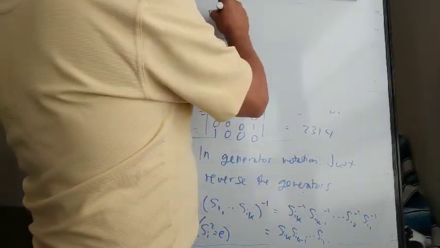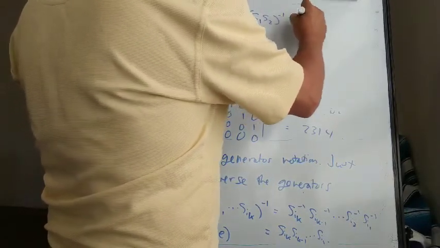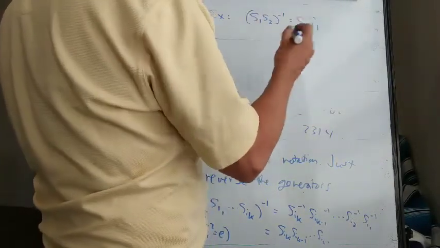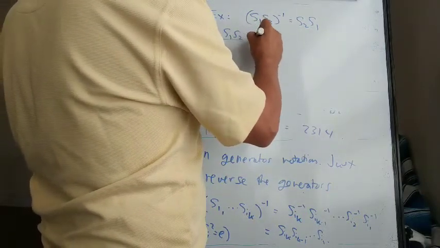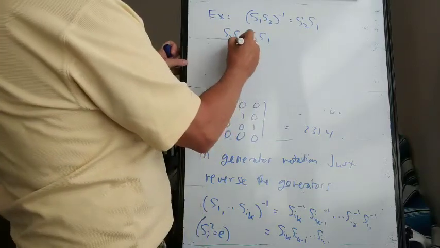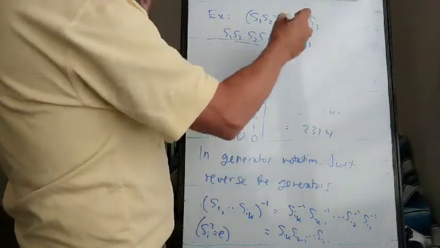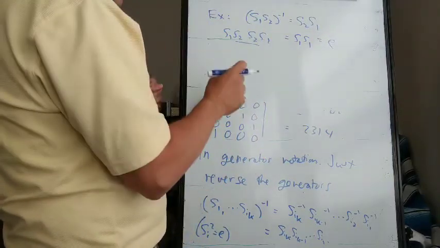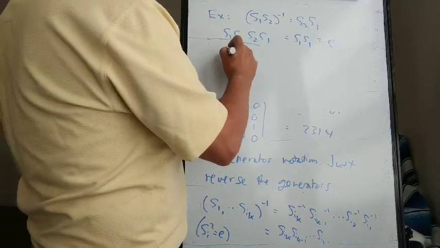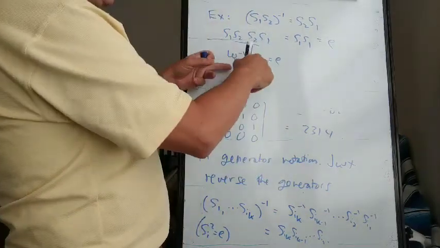So for example, S1, S2 inverse equals S2, S1. And you can see that if you multiply these together, S1, S2 times S2, S1, we've got a cancellation of S2's, which leaves us with S1, S1, and those cancel each other, and they give us the identity, which is the whole point of inverting. The inverse of an element times itself is equal to the identity.